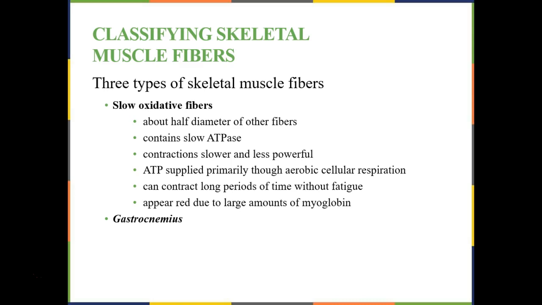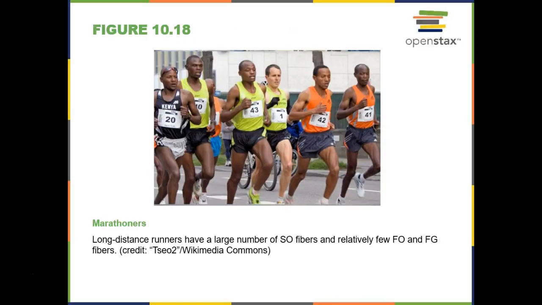These are slow oxidative fibers because they contract slow, they relax slow, but they can function for long periods of time. So I'm thinking long distance runners, marathon runners, they're going to have a lot of slow oxidative fibers built up in their legs. They still have the fast oxidative and fast glycolytic, but they have more of those slow oxidative fibers in those legs.